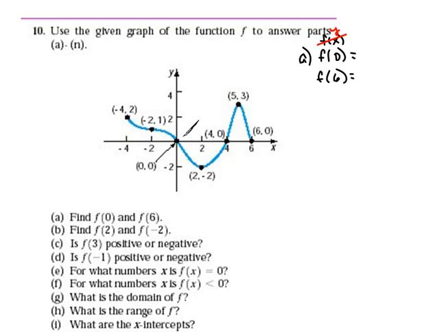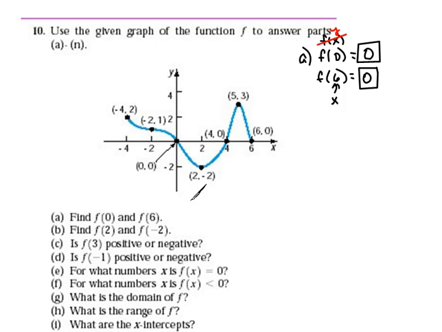So if I go over here to where x is 0, then we're talking about this point right here on the curve. Where the x value is 0, the y value is 0 also. So the f of 0 is 0. Now for the f of 6, the same scenario. They've given us 6 as an x value, and they want us to find the y value that goes with that. So if I go over here to where x is 6, it corresponds with this point on my curve. So when x is 6, y is 0.